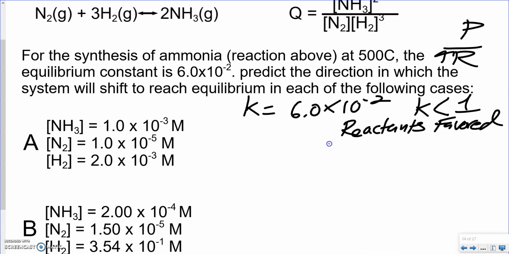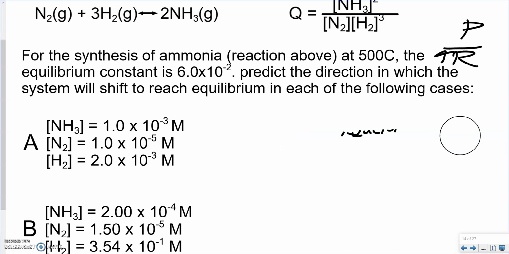Okay, that has nothing to do with shifting, which is what this problem is actually going to be asking for, which is what has to happen to reach equilibrium. This is just practicing using K and seeing what K stands for. So, with that being said, let's talk about these scenarios.